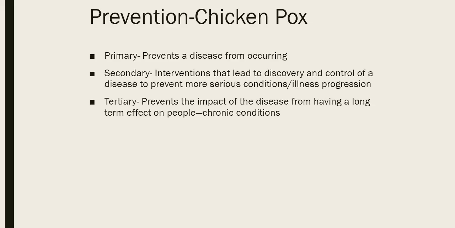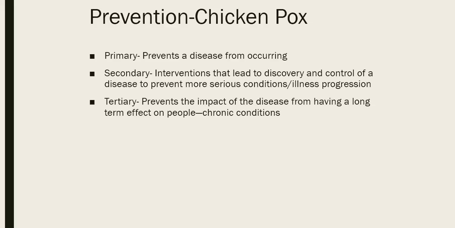Primary prevention here is preventing the disease from occurring, and there are varicella vaccines. For the intervention that leads to discovery and control of the disease, if someone has symptoms of chickenpox, then they might go to the doctor. Typically, chickenpox has to take its course, but often if they go early enough in the disease process, they can go on antiviral medication to make the disease less severe and last less time.